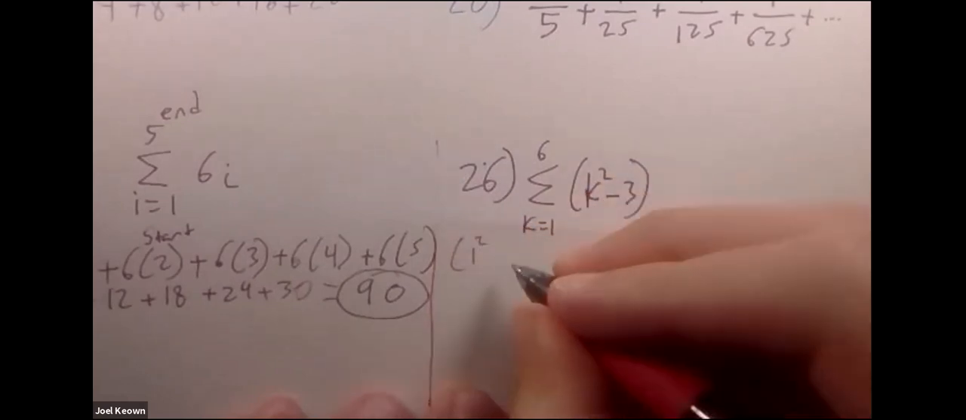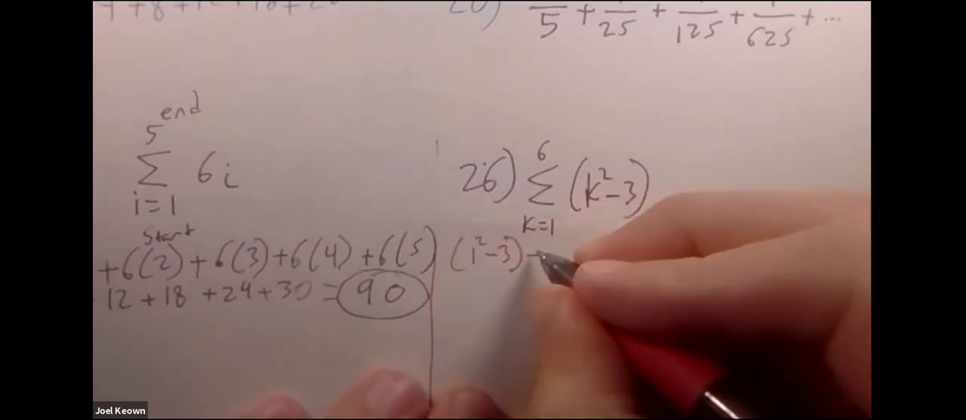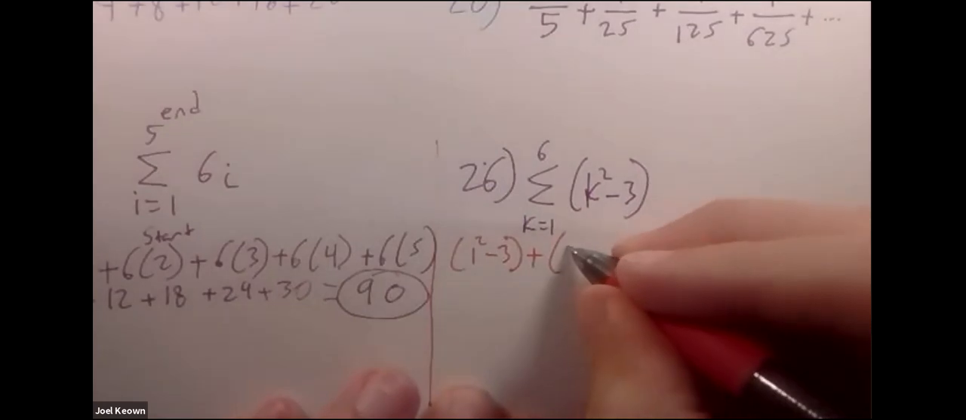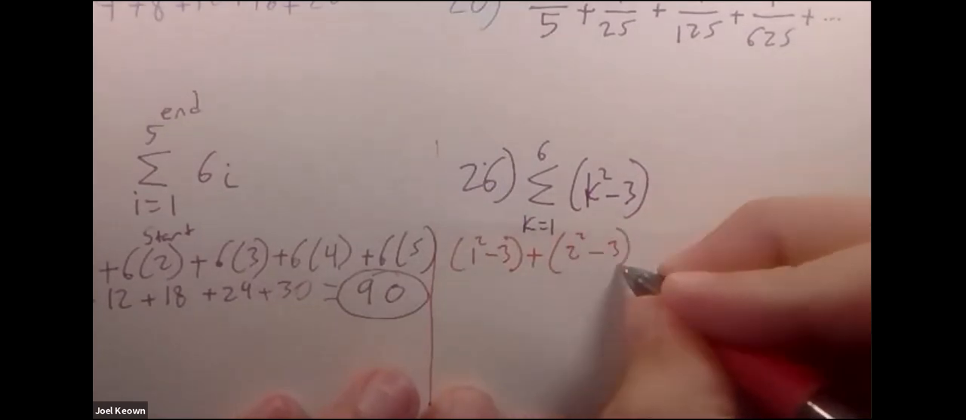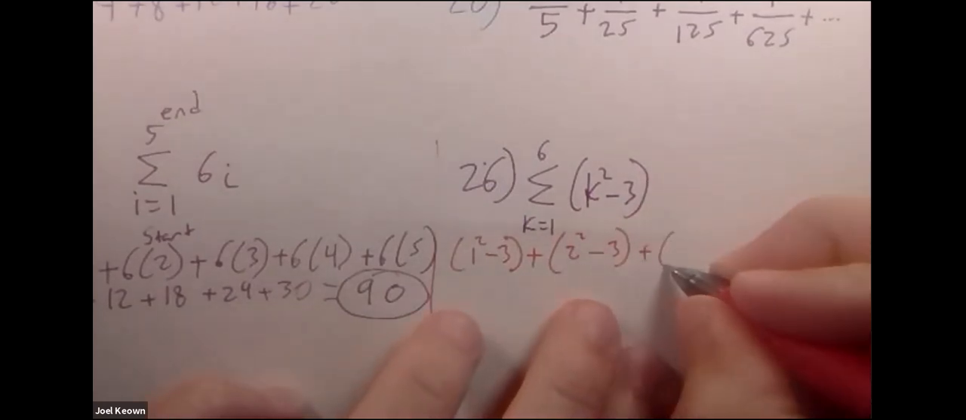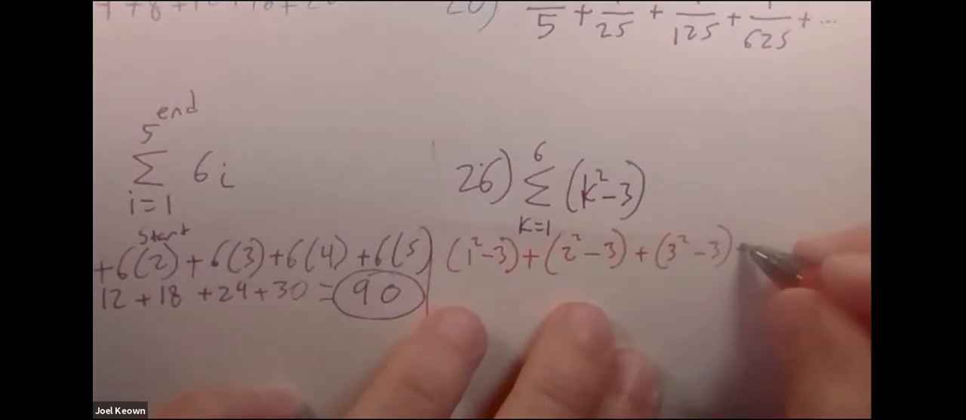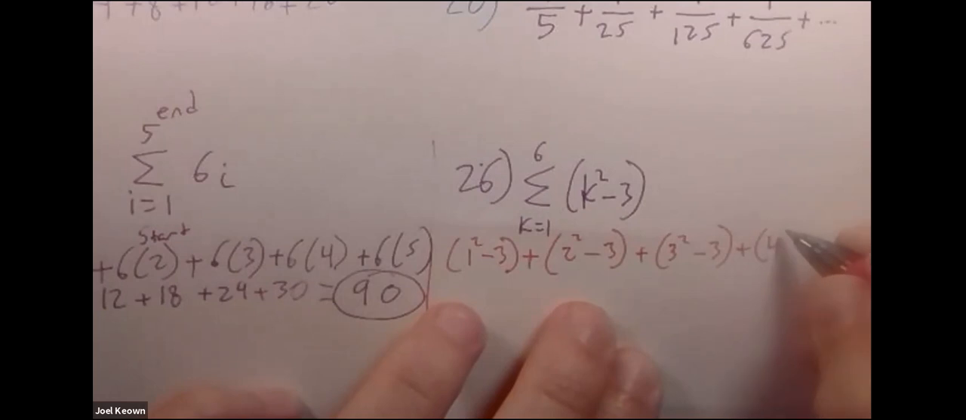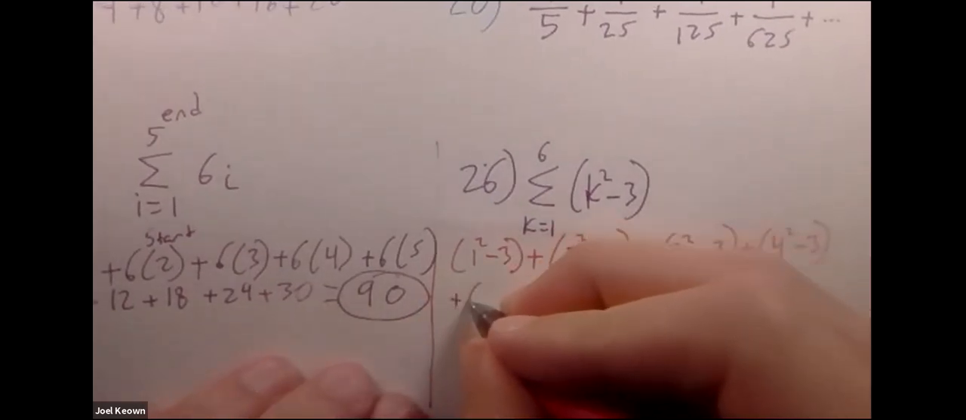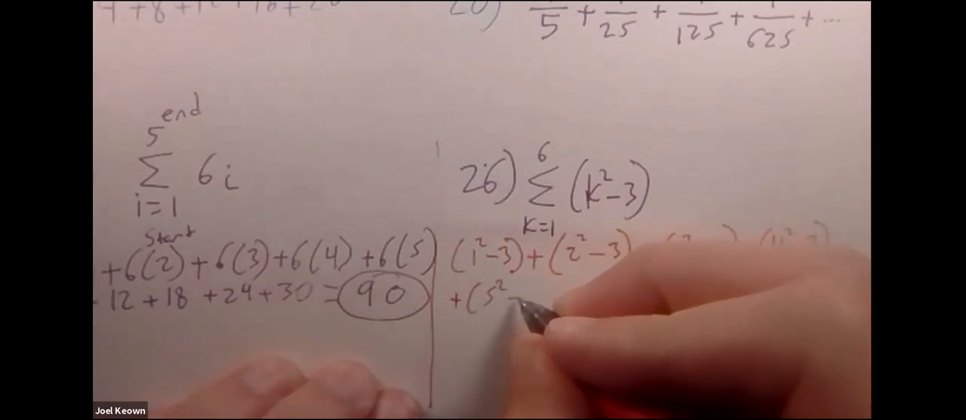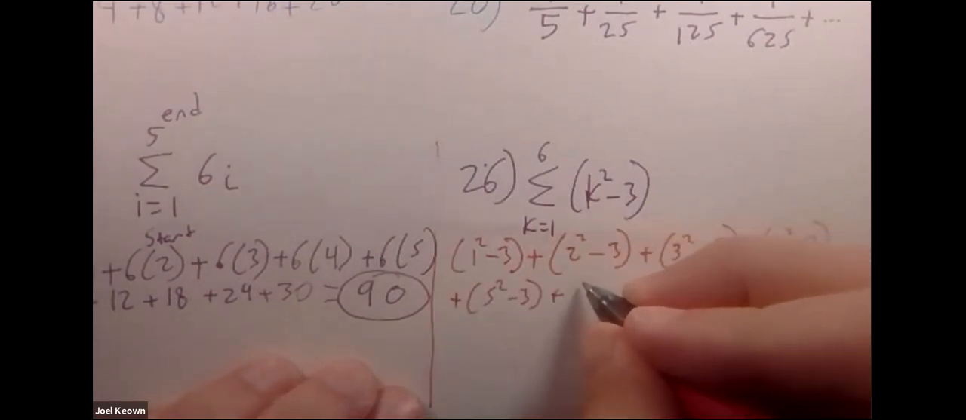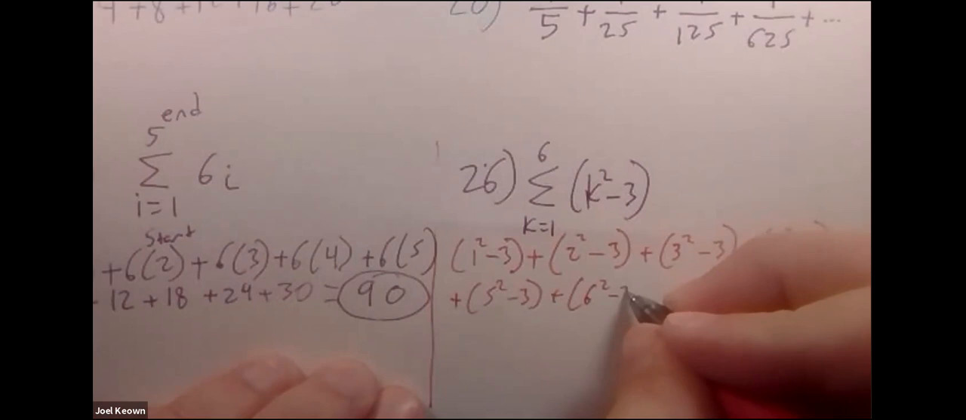1 squared minus 3. 2 squared minus 3. 3 squared minus 3. 4 squared minus 3. 5 squared minus 3. 6 squared minus 3.